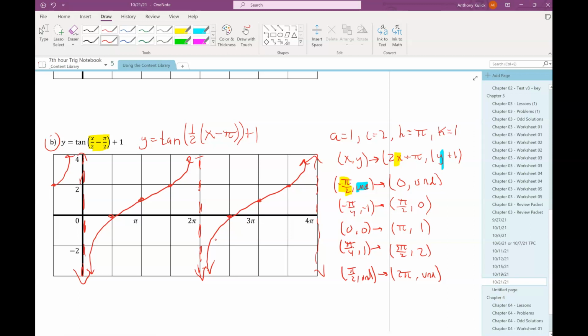Looks so different than I thought. Yeah, it's just the same. Again, the key to remember there is the undefined piece is where the asymptotes are.